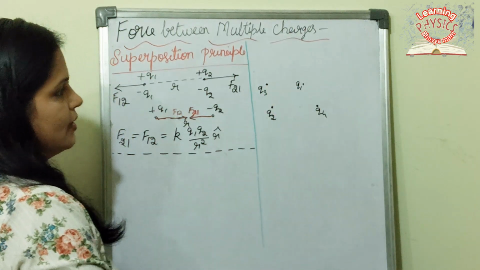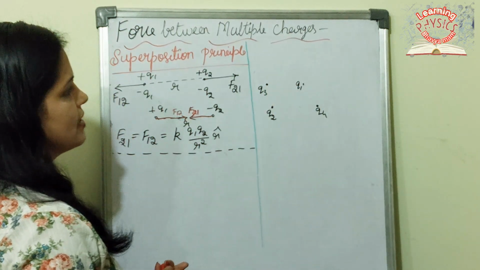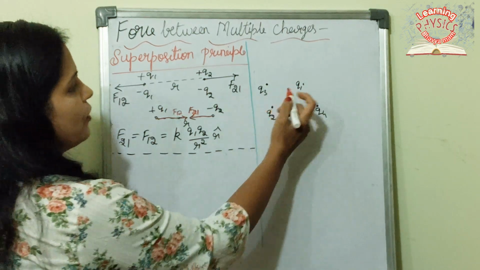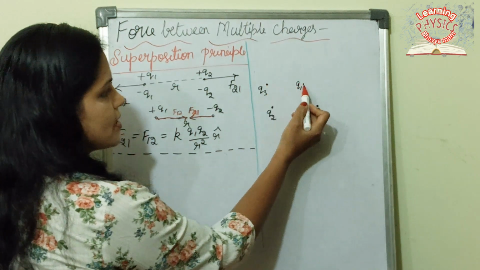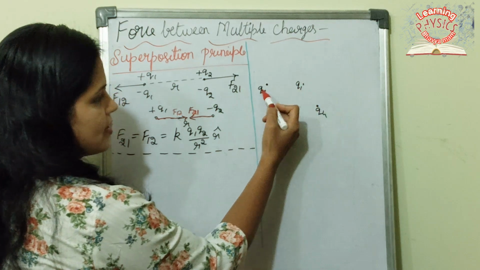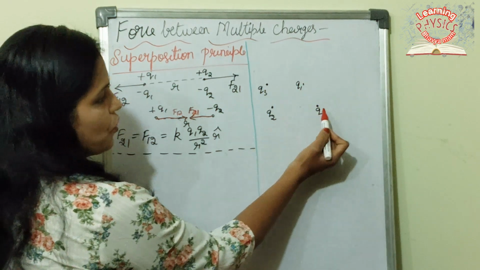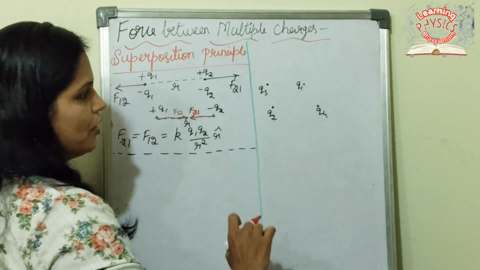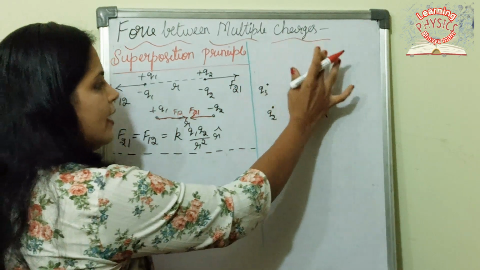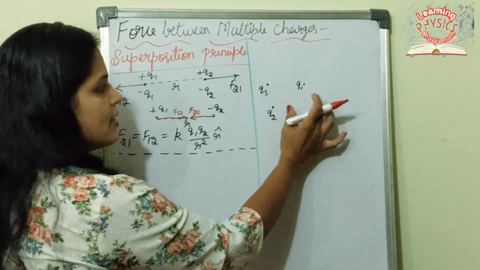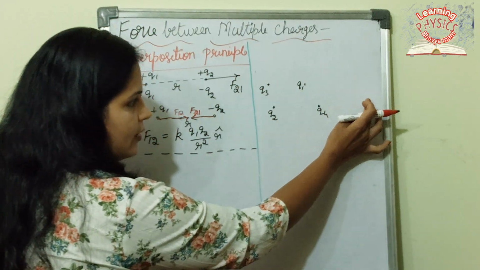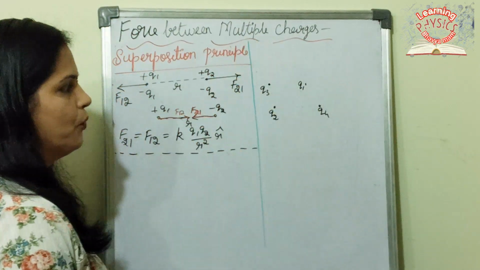Now let us consider Q1 exerts force on Q2. So Q2 in turn exerts force on Q1. Q3 exerts force on Q1. Q1 also exerts force on Q3. Q1 exerts force on Q4. Q4 in turn exerts force on Q1. Like this, if there are n number of charges, they exert force on each other. Q1 exerts force on Qn. Qn also exerts force on Q1.